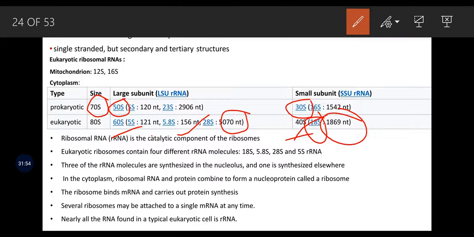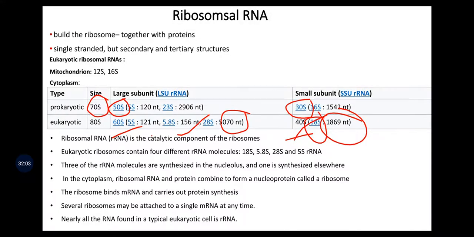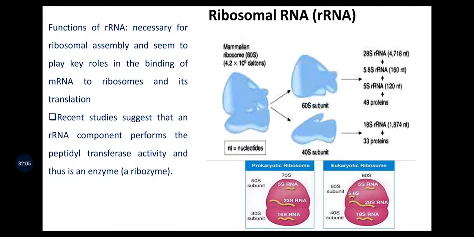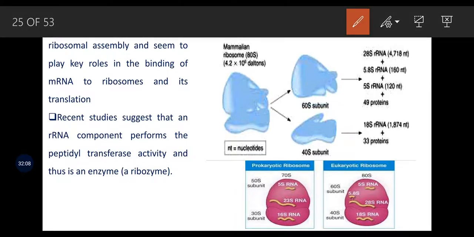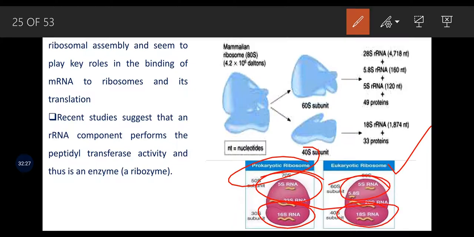Nearly all the RNA found in a typical eukaryotic cell is rRNA, that means the major portion is shared by this particular component. This is how the major subunit and minor subunit differ. In prokaryotes the major subunit is 50S and the minor is 30S, and when we talk about eukaryotes, it is 60S and 40S. How it plays a major role in protein synthesis, we shall discuss.